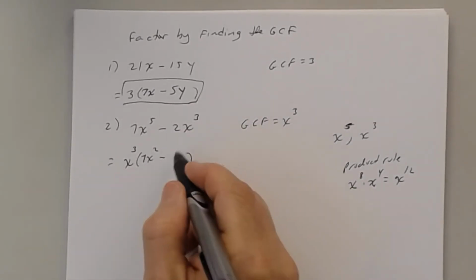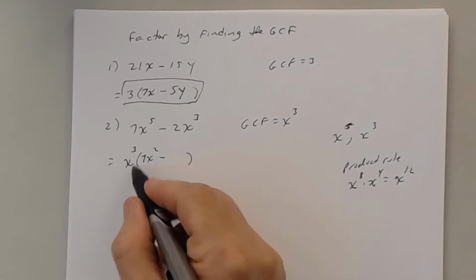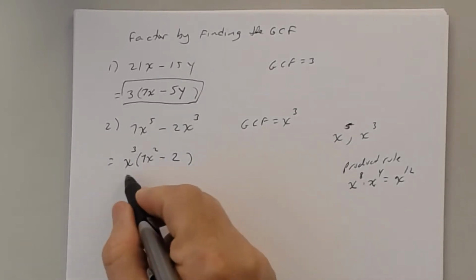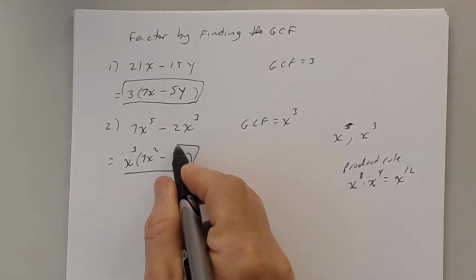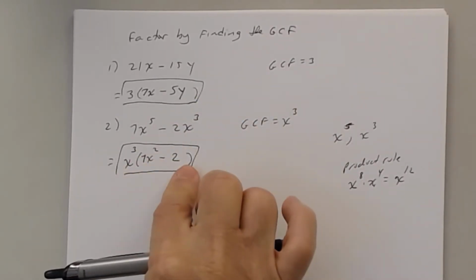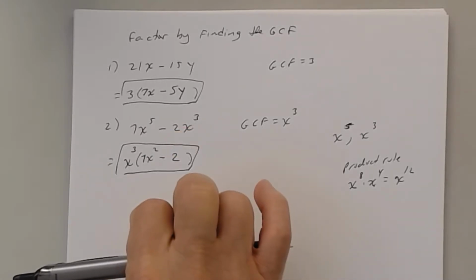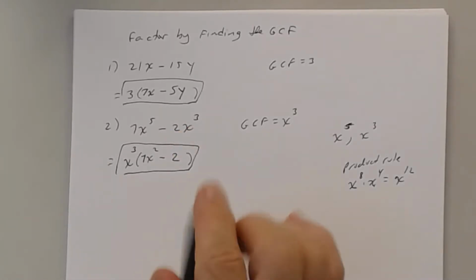Okay, minus, and what's going to go here? X cubed times what is 2x cubed? 2. You're not going to say x, because what's x cubed times x? X to the 4th, and that's not what I wanted. Okay? All right, number 3.